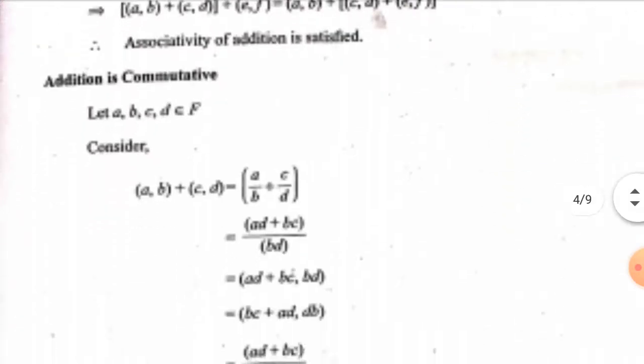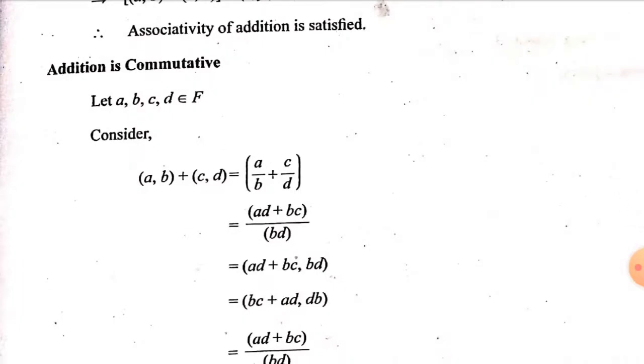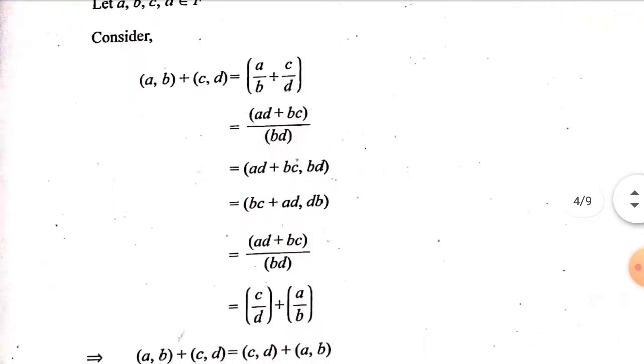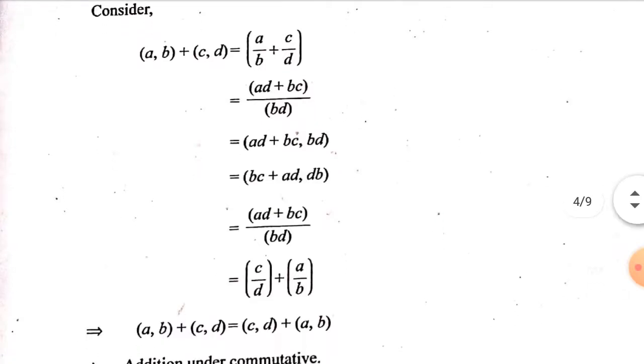Next, we are proving the commutative property under addition, meaning a plus b equals b plus a. The condition for commutative: here, (a, b) + (c, d) equals a/b + c/d. Using the addition defined form, a/b plus c/d can be written as (ad + bc, bd).